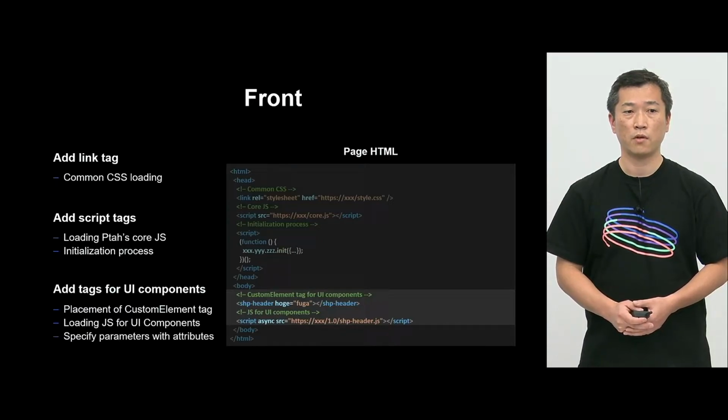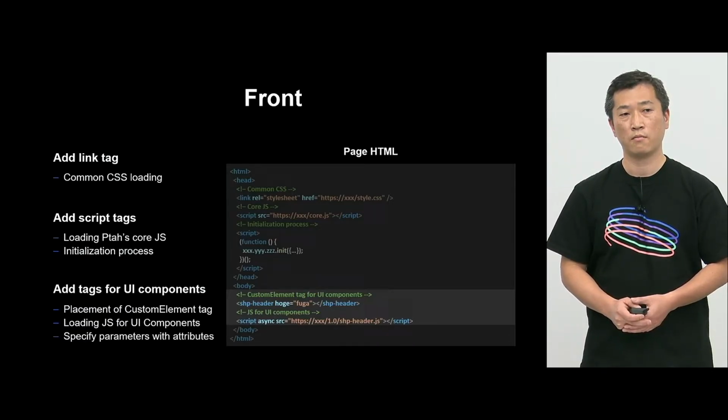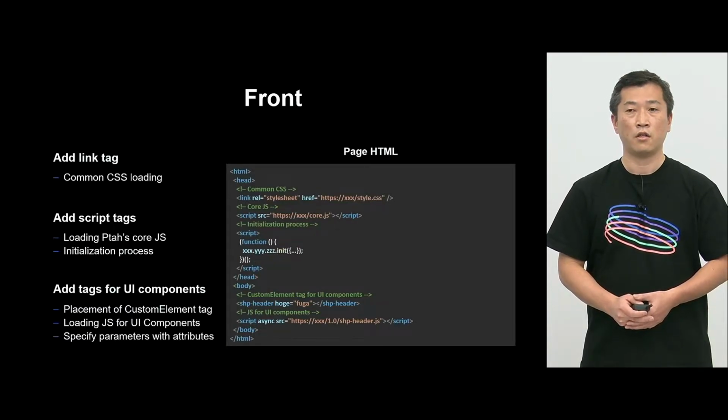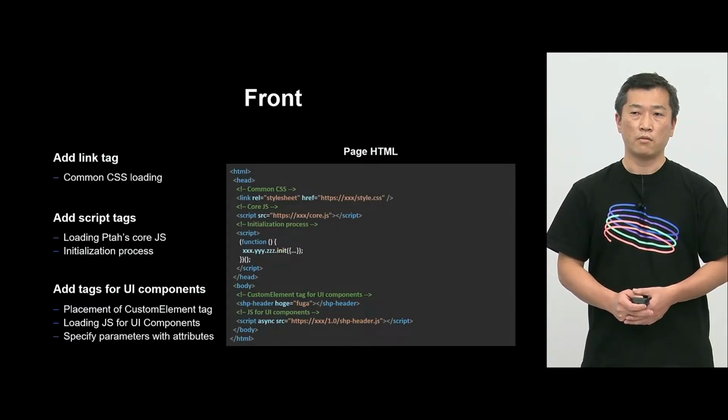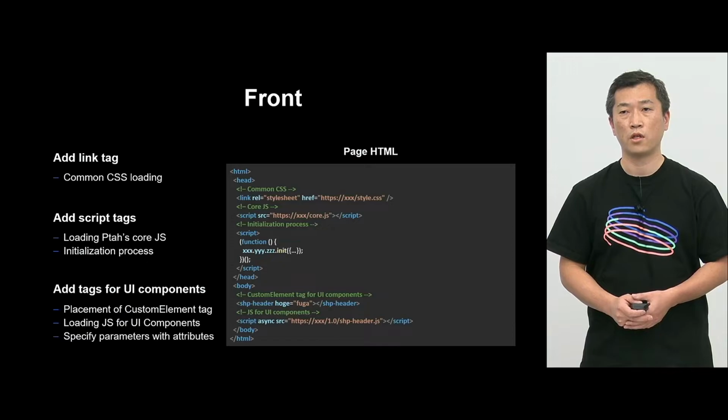The set of custom element tags, for example, the SHAP header here, and the JS script tag that loads the JS are added. And if parameters are needed, like Hoge or Fuga, those can be specified by attribute. And the number of sets is based on the number of common UIs needed for the page. So on the front side, adding a framework is not necessary. So the introduction cost is not so high.